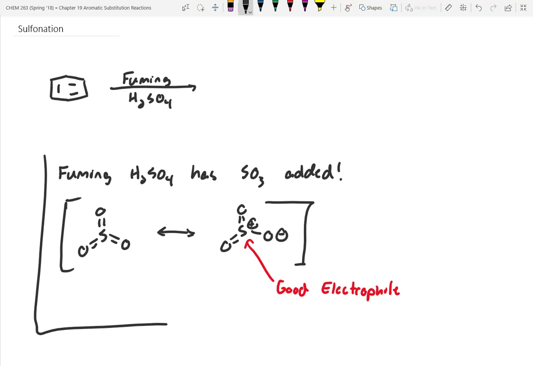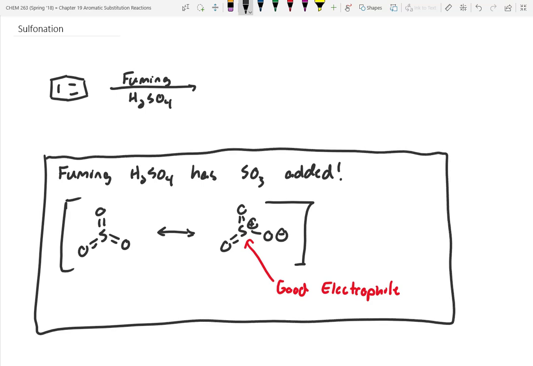And that's why fuming sulfuric acid is so essential for this reaction, is we need a really good electrophile for the substitution to occur. The only way for a good electrophile to be around is to actually add in that sulfur trioxide. All right, so when you go ahead and do this reaction, we're going to swap out one of our aromatic protons for a new sulfur-containing group.